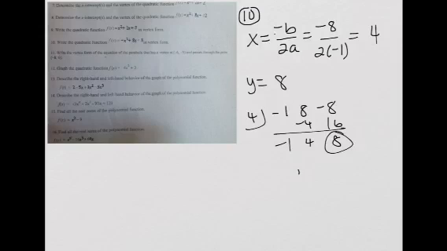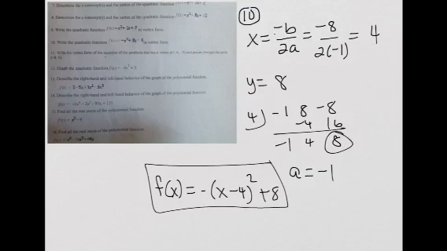So in this problem, a is negative 1. Okay, you can see it right here. A is negative 1. So you just write f of x equals negative 1, x minus 4 squared plus 8. That would be the vertex form.